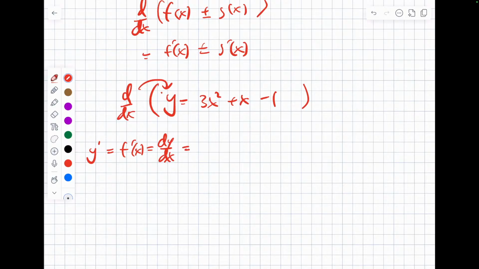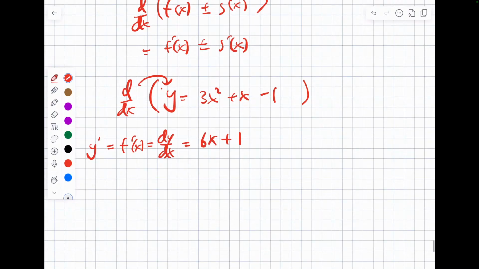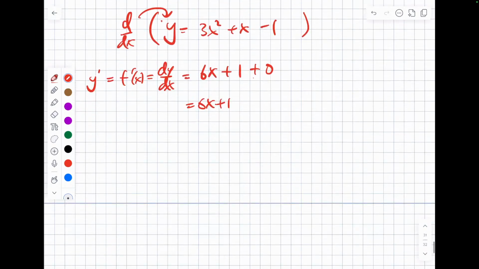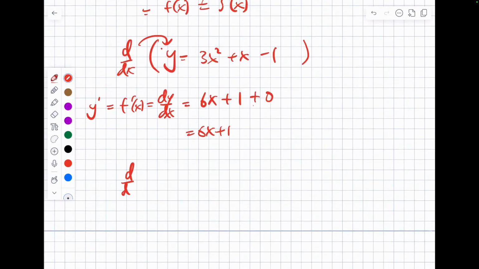If I take a derivative of 3x squared, that's going to be 6x. Is that okay? If I take a derivative of x, it's going to be 1. And if I take a derivative of -1, it's 0. So it's going to be 6x plus 1. Is that okay so far? So can you take a derivative of this?